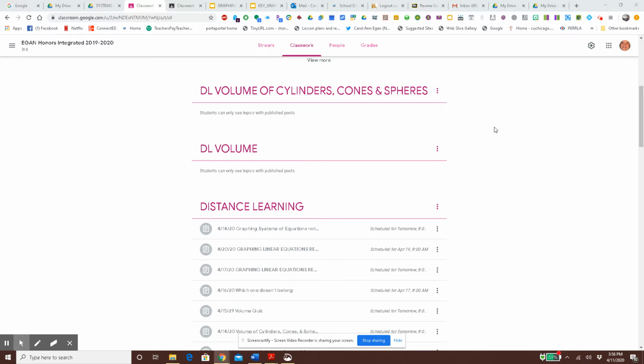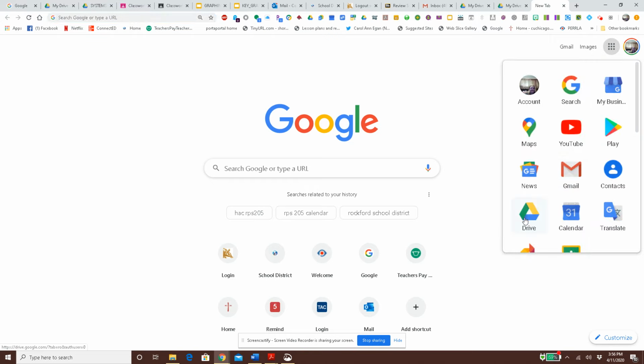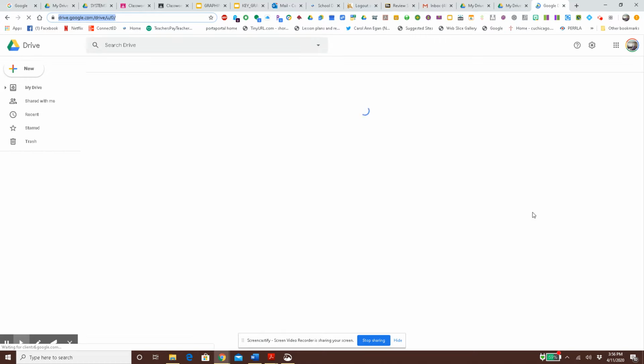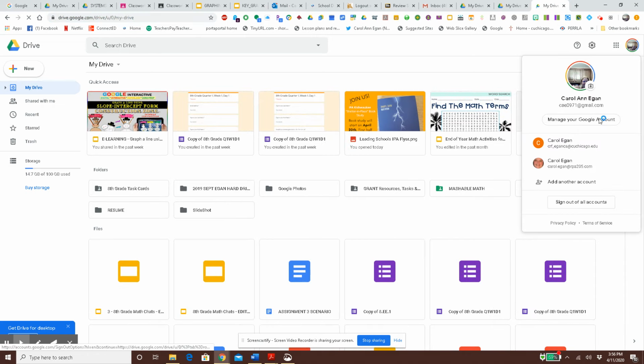So first thing I want you to do, because you're going to keep these notes digitally too so that you don't lose them, is once you're in classroom or beforehand, go here and go Drive, and that should open your Google Drive. Miss Egan has multiple Google Drives, so I need to make sure I'm signed in for my RPS account.